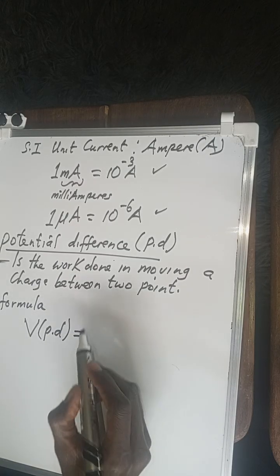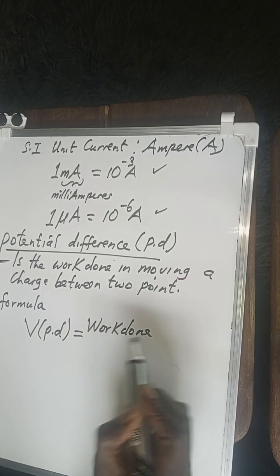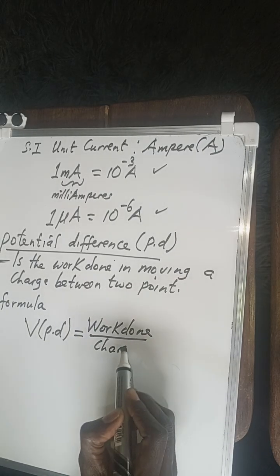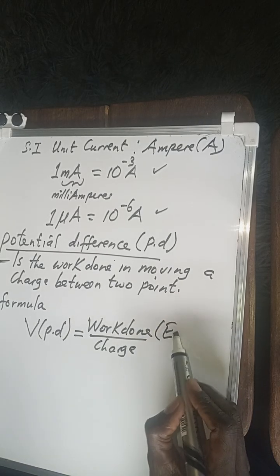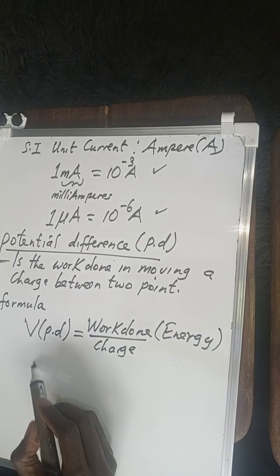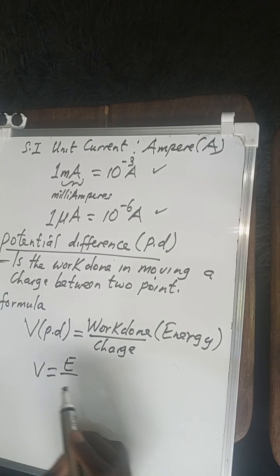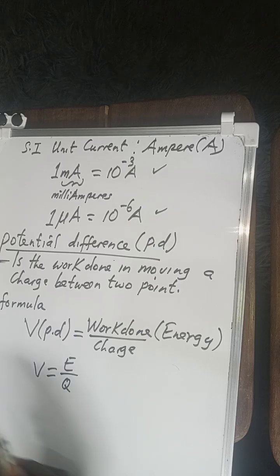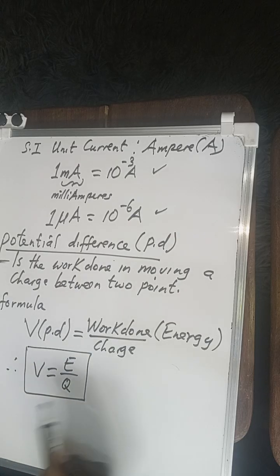My potential difference is equal to the work done divided by the charge. But you need to remember that work, as we taught you under work, energy, and power, is a form of energy. So I can say voltage, or potential difference, is equal to the energy divided by the charge. So this is the formula that we can use to calculate the potential difference, if we know the energy and the charge.